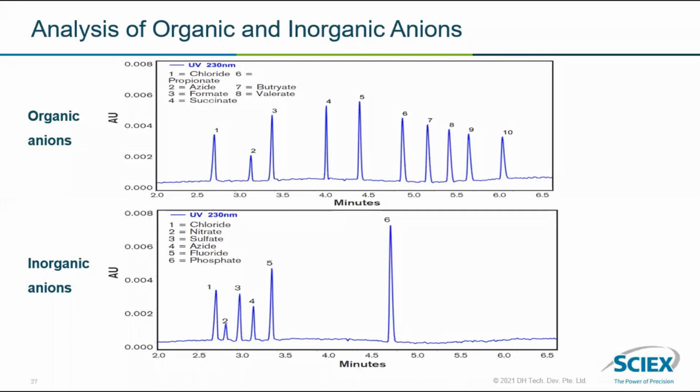In the second electrophoregram, on the bottom, you can see the separation of inorganic anions. Here we were able to separate 6 different inorganic ion standards: chloride, nitrate, sulfate, azide, fluoride, and phosphate. These are just a few examples, but you can separate any of the anions present in the sample by using these methods.